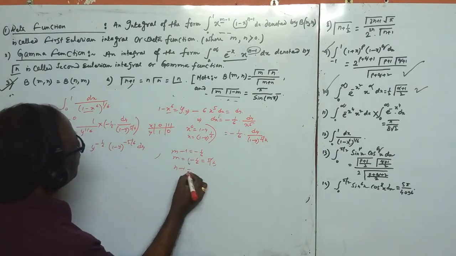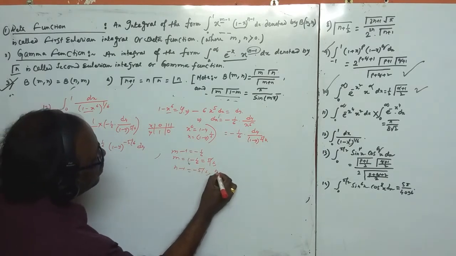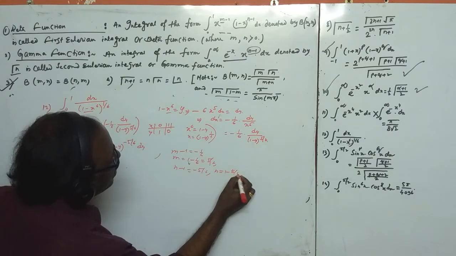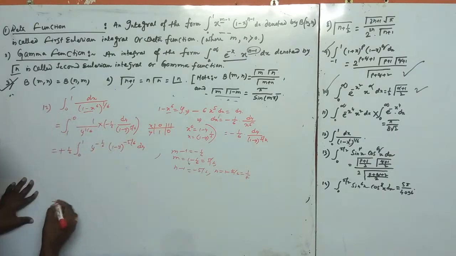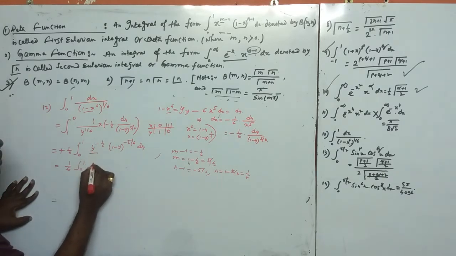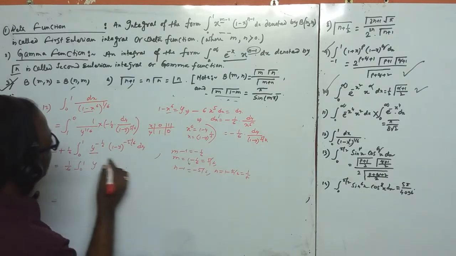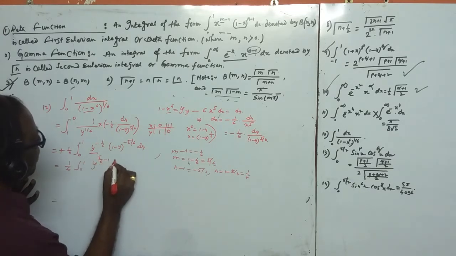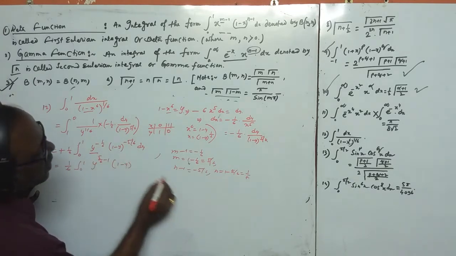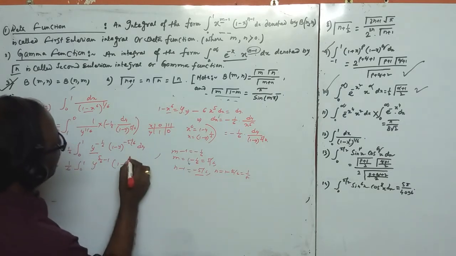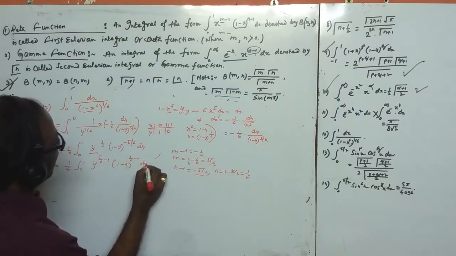So n minus 1 is equal to minus 5 by 6. So n equals 1 minus 5 by 6, that is 1 by 6 here. From this, the integral from 0 to 1 of y to the power 5 by 6 minus 1 (that is minus 1 by 6) can be expressed like this: y to the power 1 by 6 minus 1 dy.